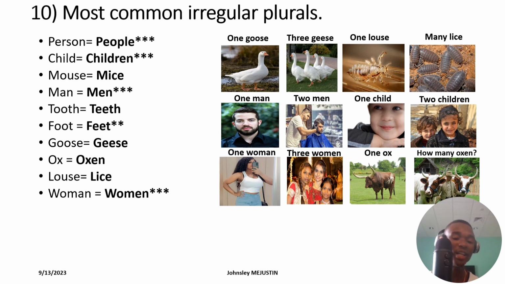We have person, and the plural is people. We have child, so one person, two people. One person, two people, one child, two children. You see? One mouse, two mice. One man, two men. One tooth, two teeth. One foot. This is not foot, please. It's not foot. This is foot, not foot. Okay? We do not say foot, not foot.